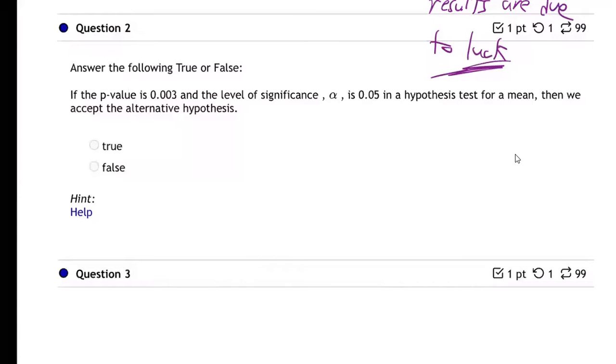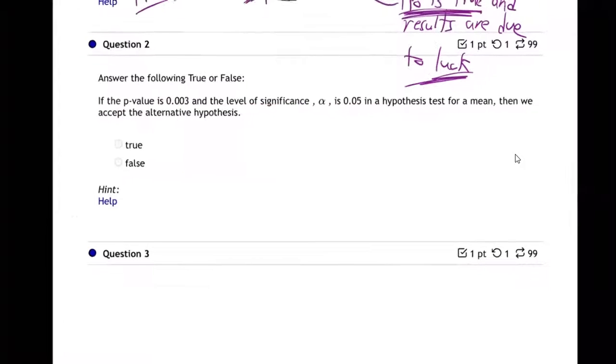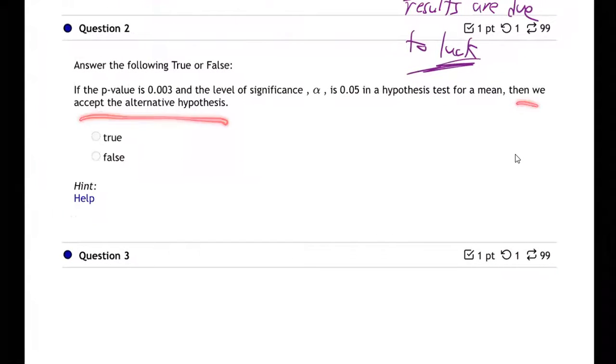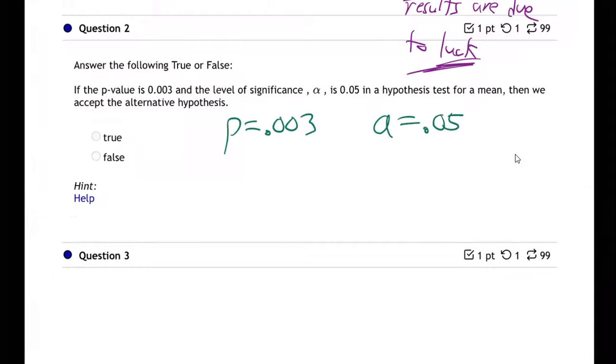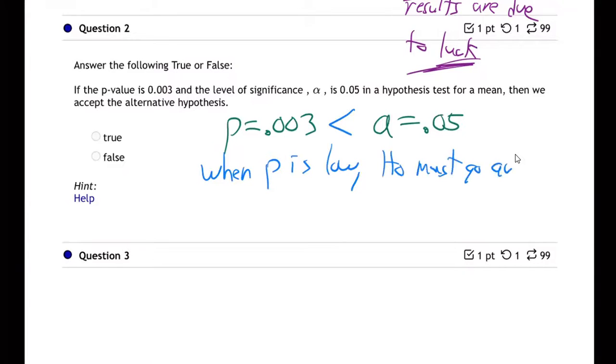Answer the following true or false. If the p-value is 0.003 and the level of significance alpha is 0.05 in a hypothesis test for a mean, then we accept the alternative hypothesis. Is that true? Well, the p-value is 0.003 and alpha is 0.05. So that's less, isn't it? 0.003 is less than 0.05. So remember the saying? When the P is low, the H0 must go away.